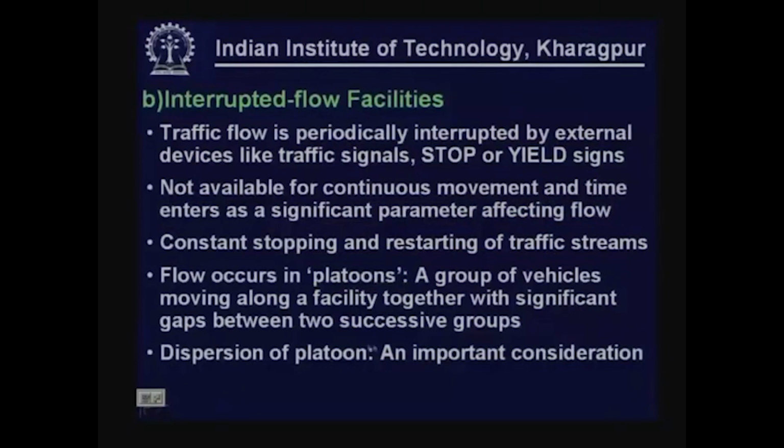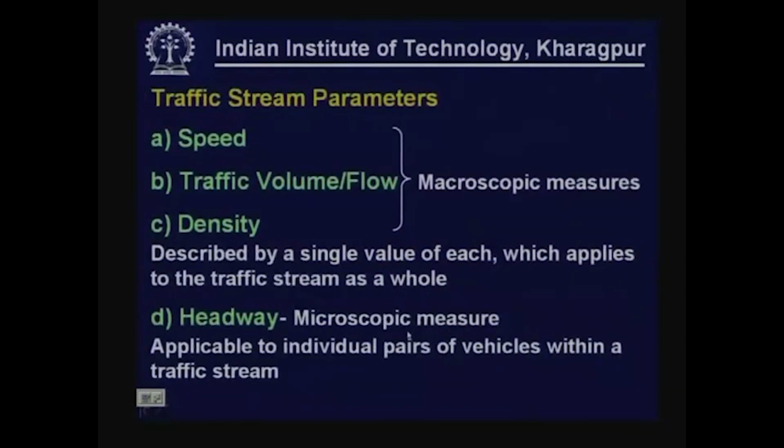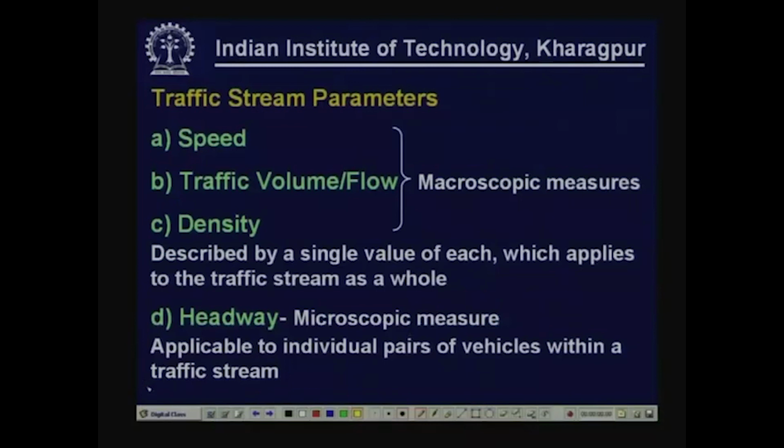With this background, let us now try to see the traffic stream parameters. There are three macroscopic measures. You understand the word macro and micro. Why do we say macroscopic measures? Because they are described by a single value of each, which applies to the traffic stream as a whole.